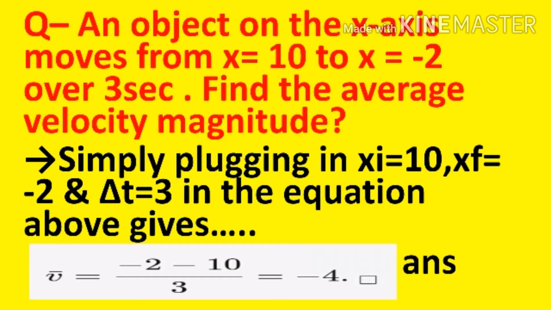So first in this question we will note what is given. Here xi is 10, xf is minus 2, and time is 3 seconds. Now we will subtract the initial position from the final position, upon time. We got our answer, which is minus 4. So this is our first example on average velocity. Now we will take more examples to understand what average velocity actually means.